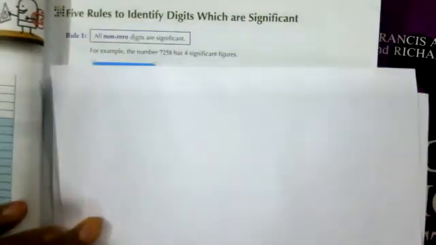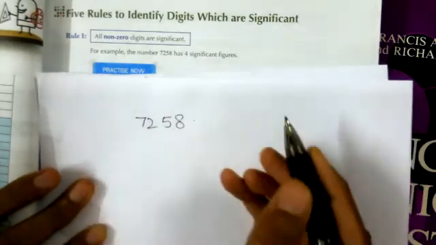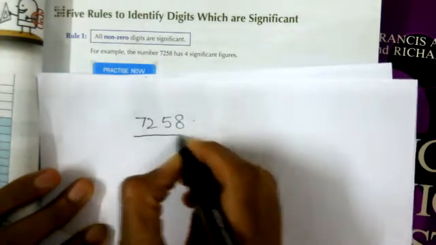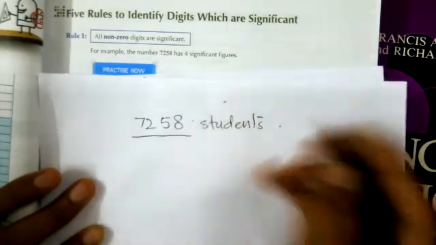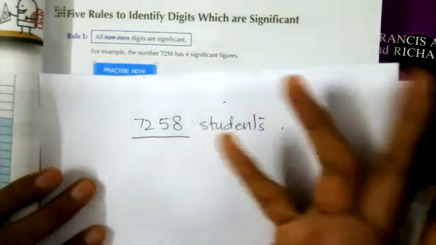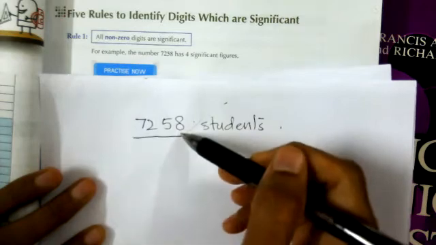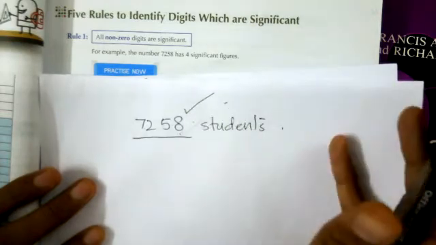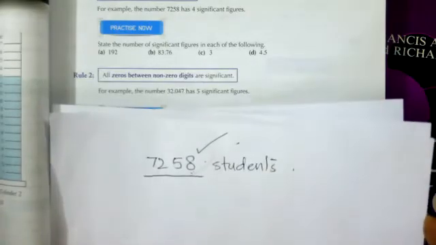All non-zero digits are significant. Well, that is very common sense. Everybody understands, right? 7258. So if anybody says, let's suppose a school has 7,258 students, he must be sure. That's why he is giving you such an accurate number. He must be sure, right? 7,258. So if these are non-zero digits, they are all going to be significant, okay? That's easy. I don't think there is any big story here.